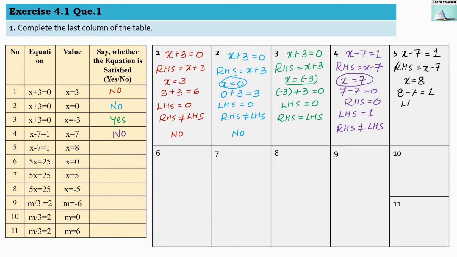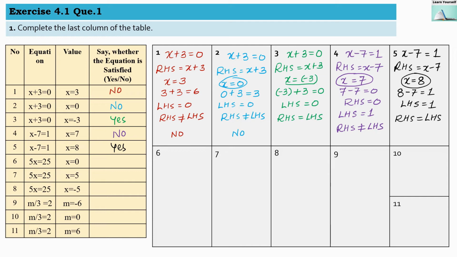Our LHS is also 1. So our equation will hold true and RHS is going to be equal to LHS. So yes, this equation will hold true when we are taking x equals to 8.